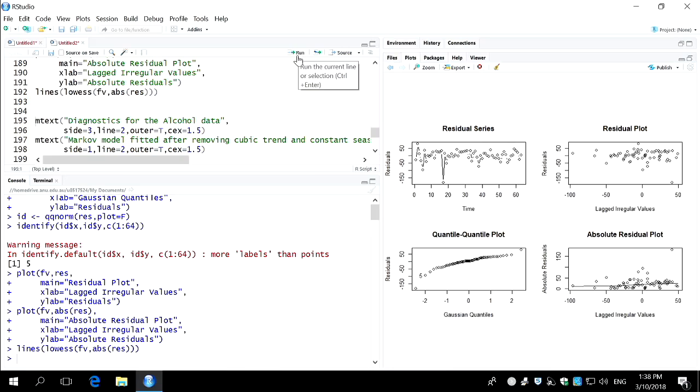Okay, so what do we got? This is the residuals plotted against time. We normally do this in a time series just to check that there's no wiggles left. Okay, this is residuals versus lagged residuals. This is a QQ plot of the residuals, and this is the absolute residual plot, okay, against time.